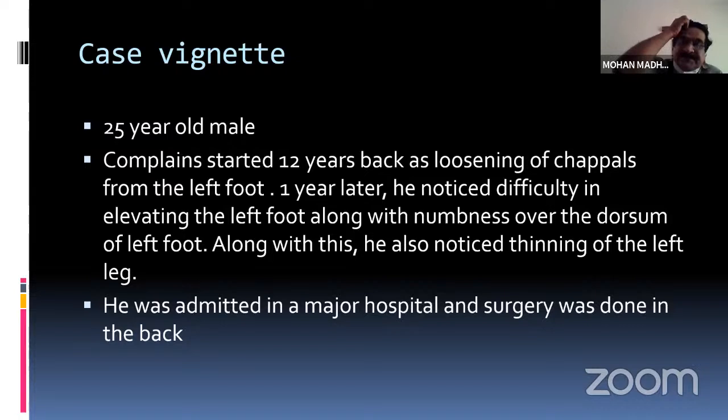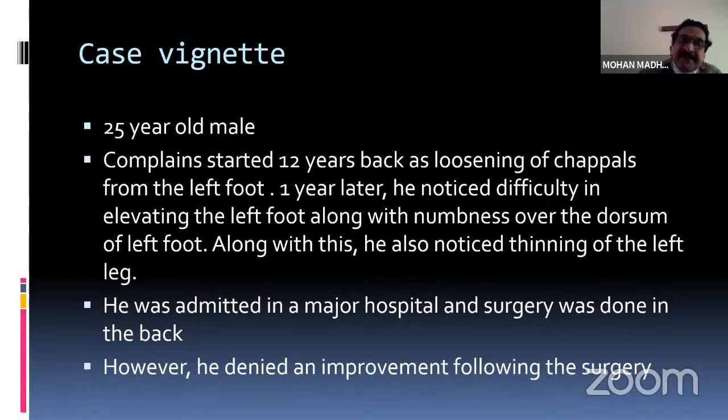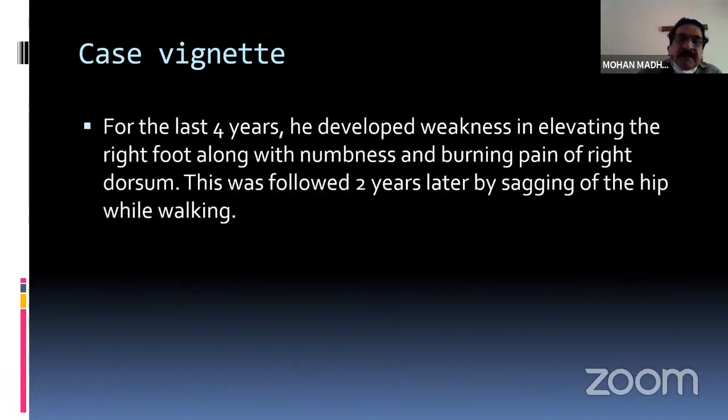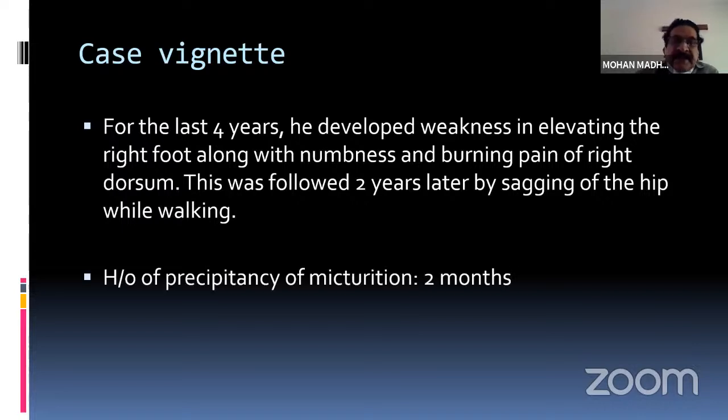He was admitted in a major hospital and surgery was done on the back. However, he denied any improvement following the surgery. For the last 4 years, he developed weakness in elevating the right foot, along with numbness and burning pain in the right dorsum. This was followed 2 years later by sagging of the hip while walking, which may be hip abductor weakness. So first it started on the left side, now 4 years on the right side. History of urgency in micturition for the last 2 months. So history wise, what will you think the likely situation will be?